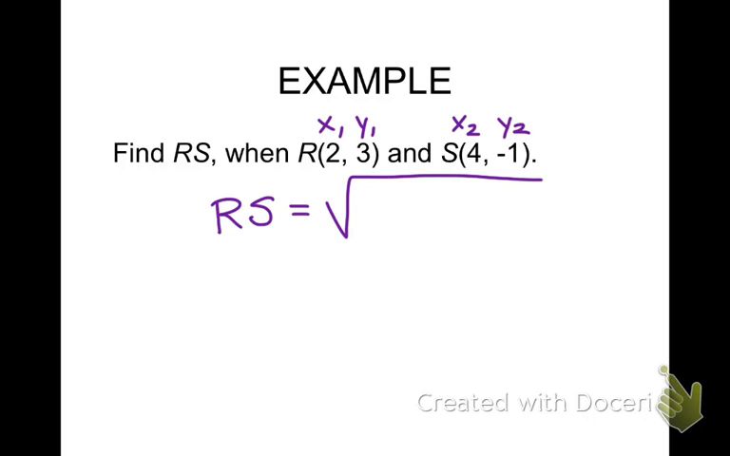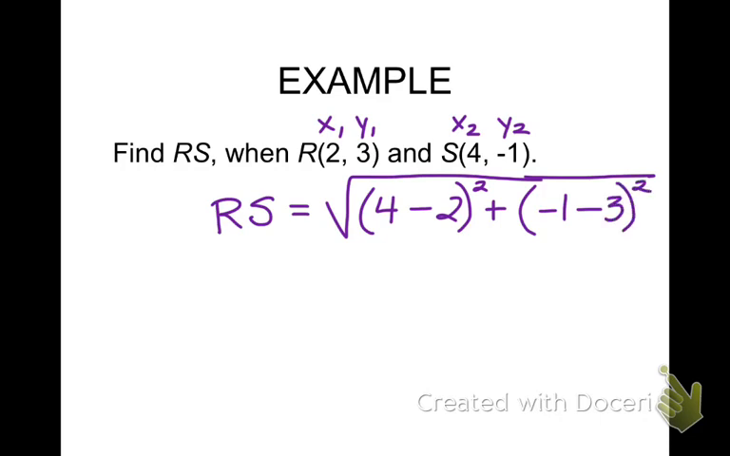All right, so what comes first in our formula? X sub 2, which is which number? 4. So 4 minus x sub 1, which is 2. And then we square that result. And I'm going to add to it y sub 2, which is negative 1, minus y sub 1, which is 3, and squaring it.